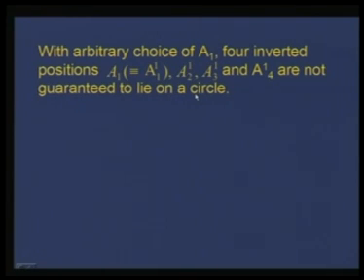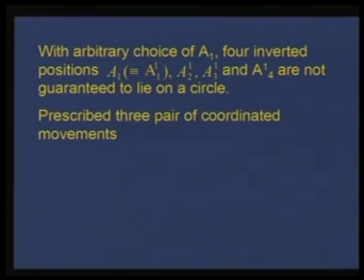Now we shall explain a technique which is known as point position reduction for such a 4-position synthesis as a function generator, which means if 3 pairs of coordinated movements of the input and output links are prescribed.